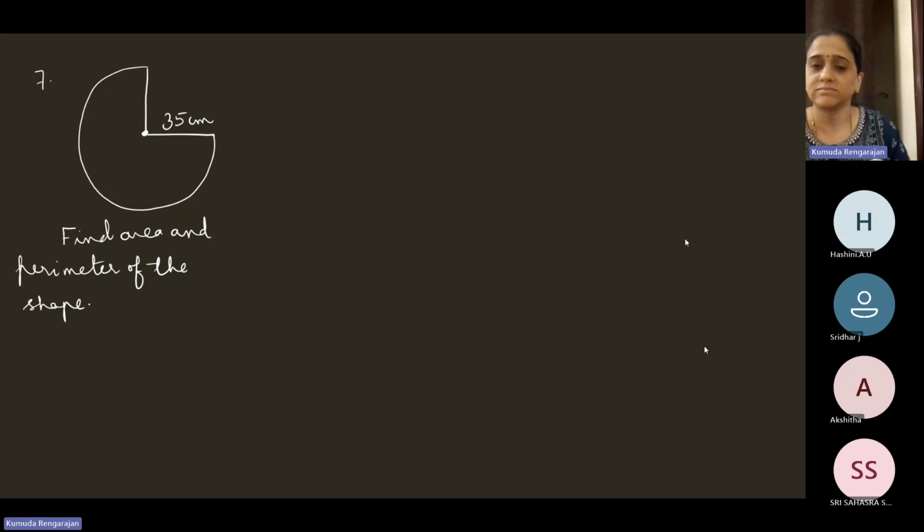Area is 2,887.5 centimeters square and perimeter is 235 centimeters. Okay, that's it.